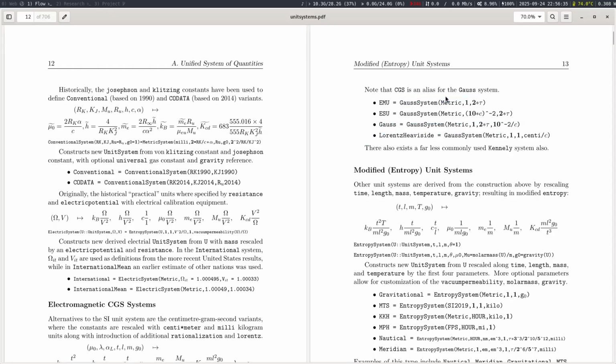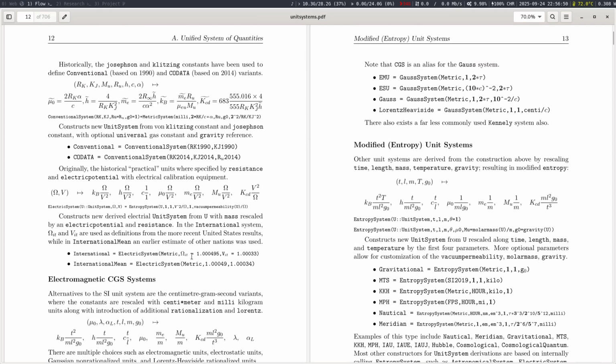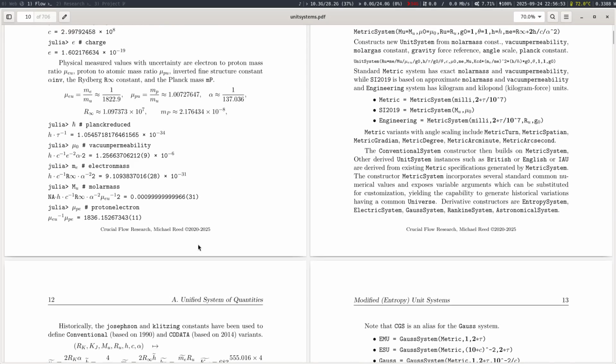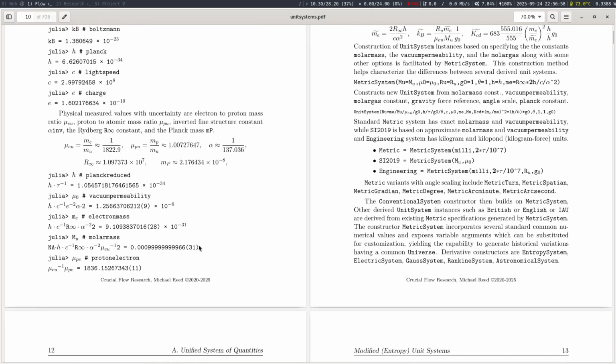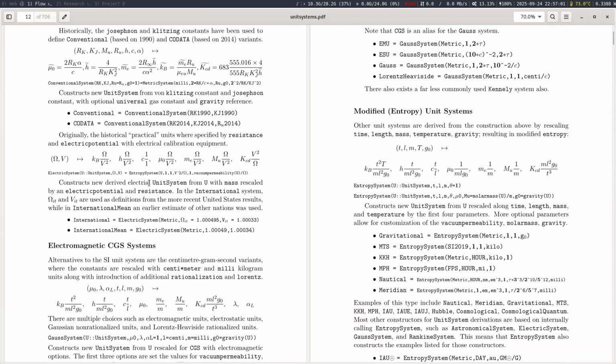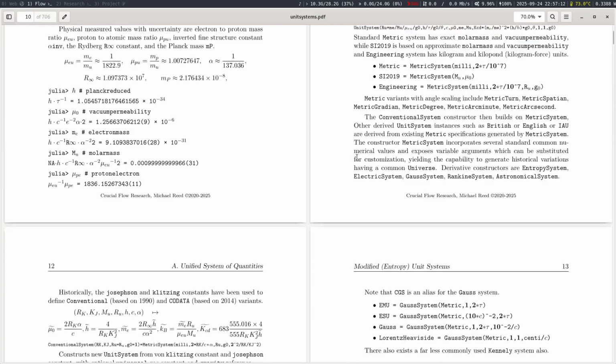And they're derived from the metric system. So you input the metric system, and then it modifies it according to this scheme that I came up with here. So this is all my original research. Nobody has ever tried something like this before with these unit system definitions. I'm the first person to try to explain how you can express the EMU and the ESU system by constructing it in this procedure.